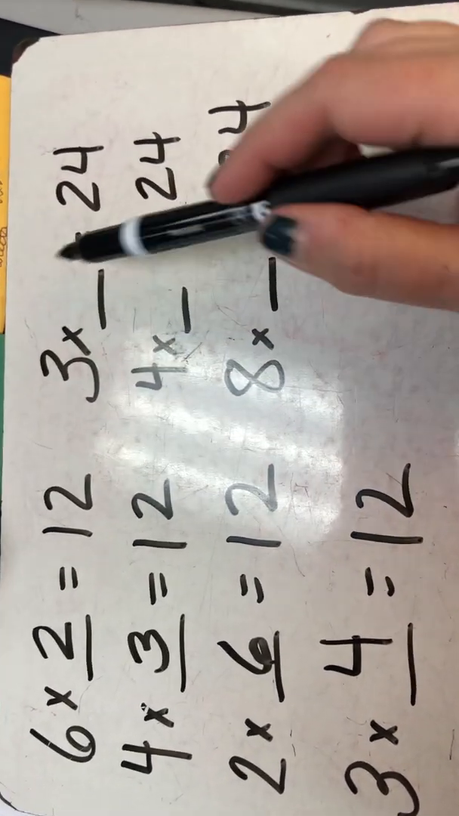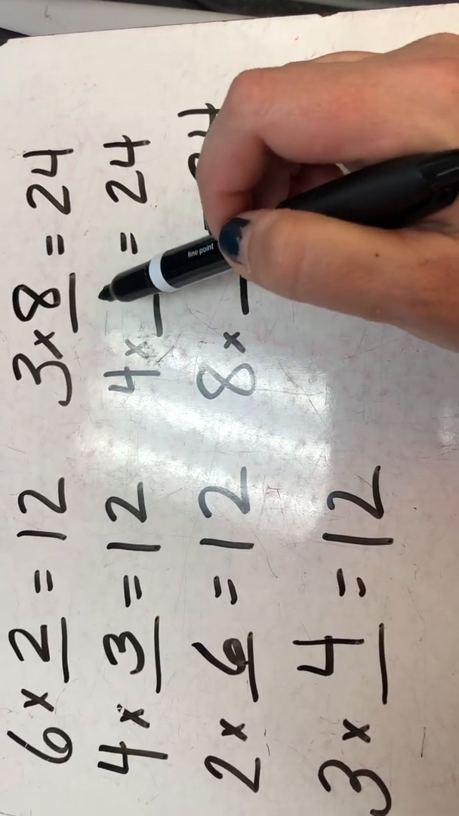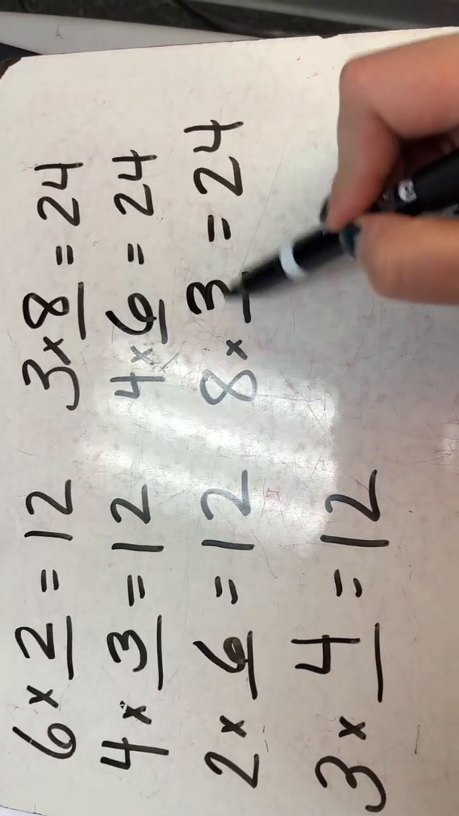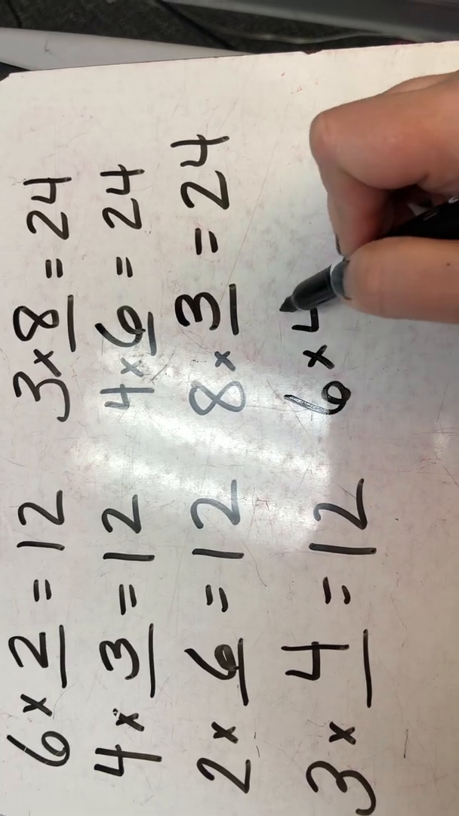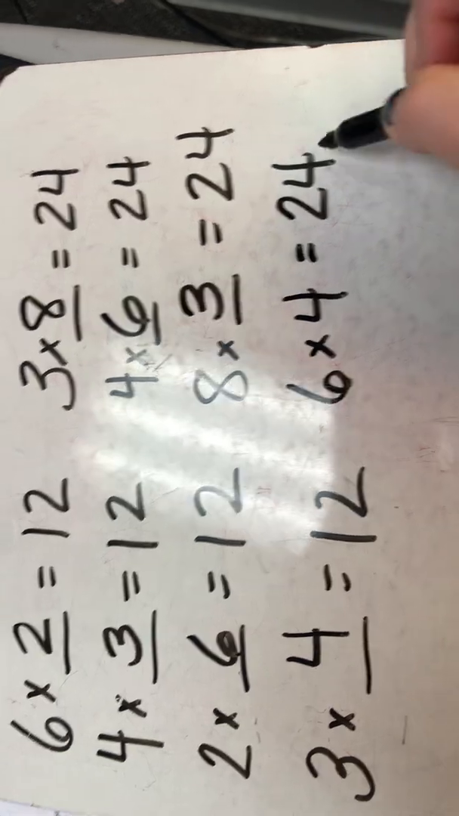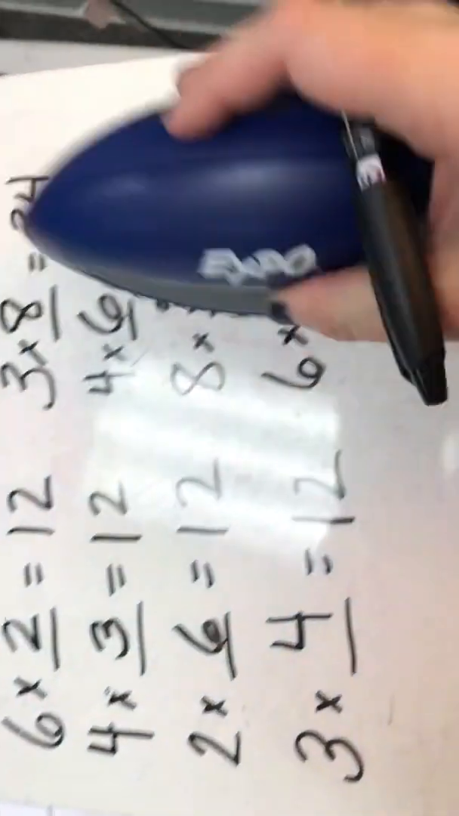3 groups of 8 will give me 24. 4 groups of 6 will give me 24. 8 groups of 3 will give me 24. What do you think 6 groups of 4 will give me? You should say 24. Great job. Check your work. We're going to erase our boards.